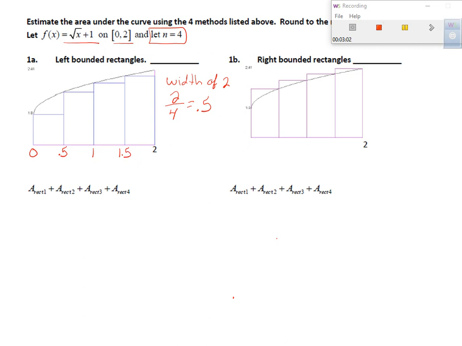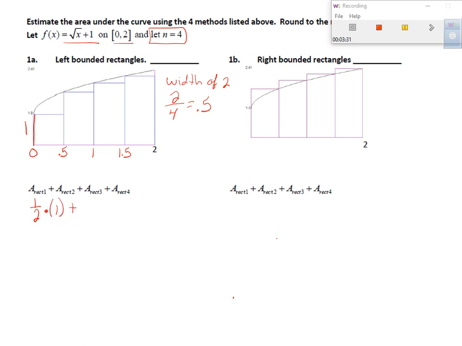Now, here's what we need to find. To find the area of this first rectangle, I know it's going to be 1/2 times something. Well, I need the height of this rectangle right here. So what I need to do is plug 0 into the original. Square root of 0 plus 1 is 1. The square root of 1 is 1. So I know on rectangle 1 I've got 1/2 times 1.